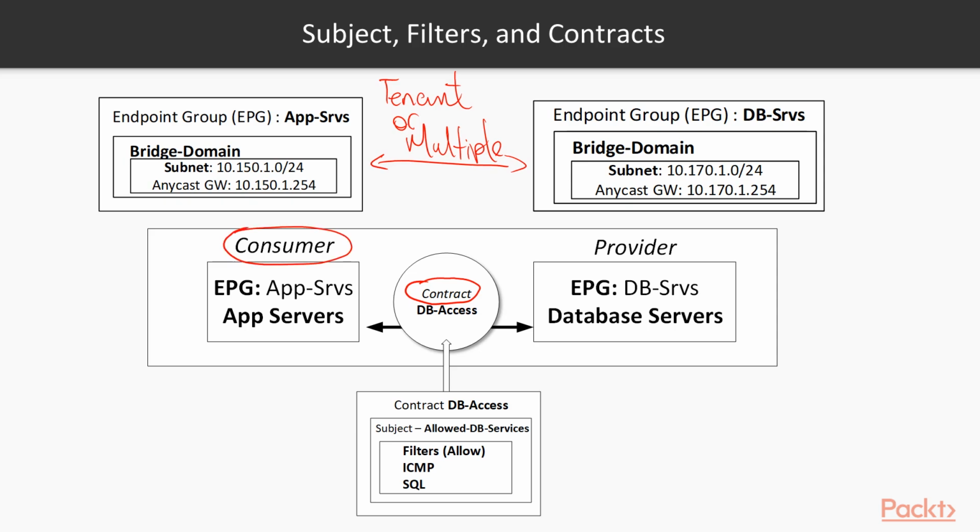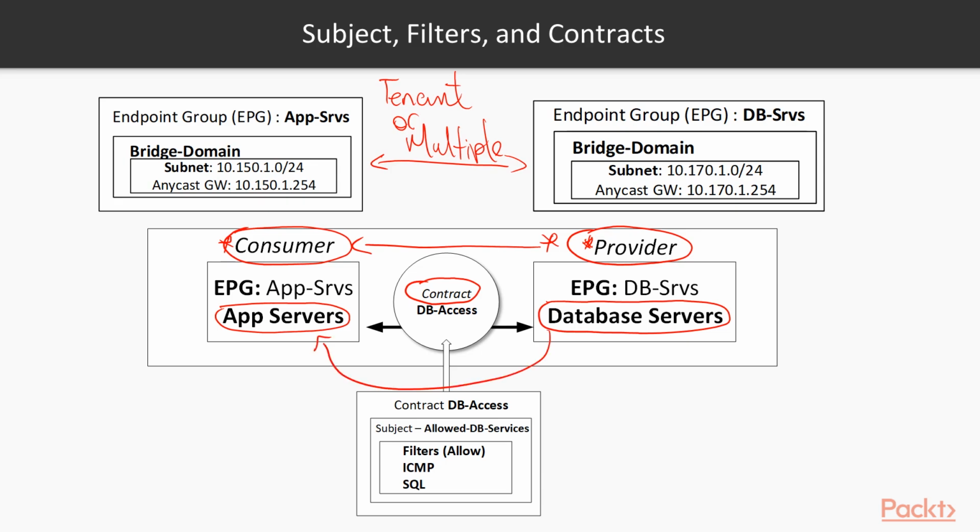So let's start by discussing the attributes inside a contract. We got two main targets. We got a provider and a consumer. So what's that for? Provider: I am providing a service to a consumer, meaning that I am providing a particular access to something that a consumer needs. In this case, my application servers are my consumers. My database servers are providing my database services to the application servers.